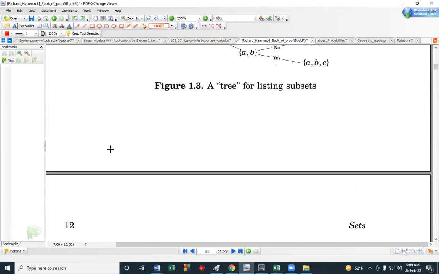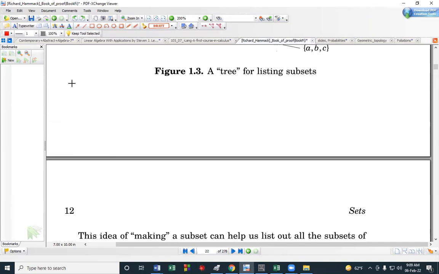Let's do it in a very layman way. Let's say you have a set of 2 elements, A, B. Okay, so this is your set A. So how many subsets possibly are there? You can construct it.